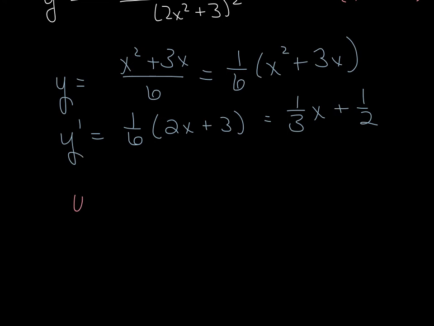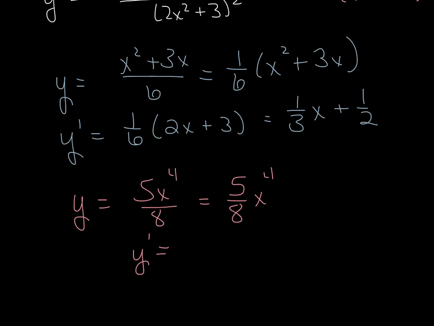If we have y equals 5x to the 4th over 8, again, we don't have a variable in the denominator, so I can rewrite this as 5/8 x to the 4th. And now it's a simple matter of just using the power rule when we take the derivative. 4 times 5/8 is going to be 5/2 x cubed. And that is a lot simpler than using the quotient rule.